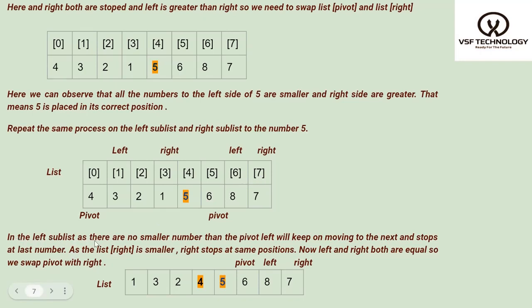In the left sublist, as there is no number smaller than the pivot, left will keep on moving to the next and stops at the last number. As list[right] is smaller, right stops at the same position. Now left and right are equal, so we swap the pivot with right.